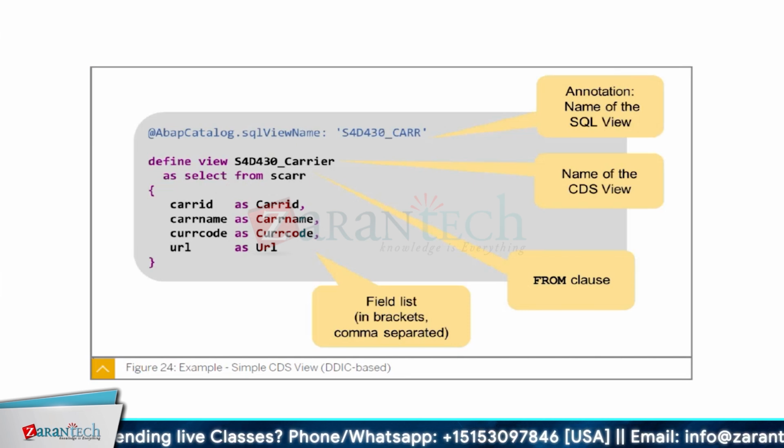So this is the syntax it looks like. If you wanted to create a CDS view, you have to do define view, your CDS view name, from which table you wanted to select the fields, and the list of the fields you wanted to select, that you have to write. This is the very simple definition about creation of a CDS view.